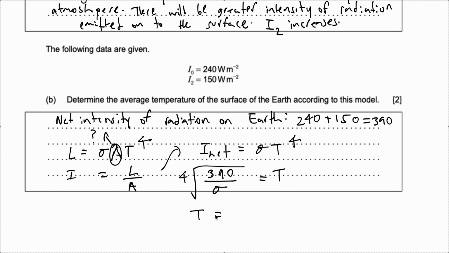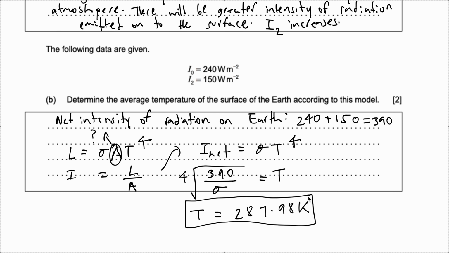So if we solve this, put this on our calculator, what do we get? We get 287.98 Kelvin. And that's our answer.